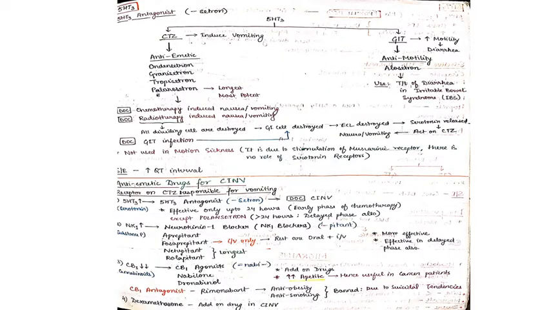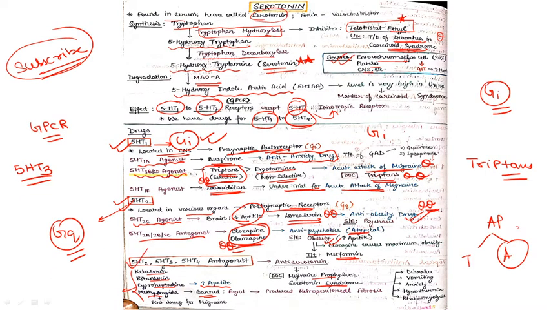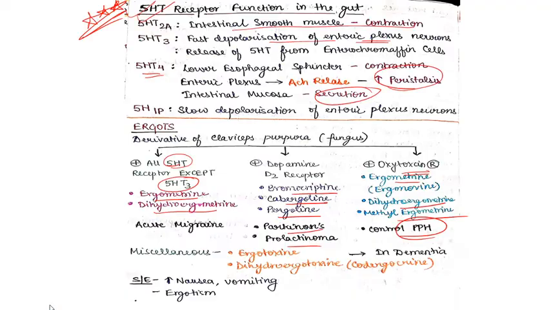Now coming again to the drugs. We have discussed the 5-HT2, 5-HT3, 5-HT4 antagonists. Those drugs such as ketanserin, ritanserin we have discussed. So these drugs are 5-HT2, 5-HT3, 5-HT4 antagonists: ketanserin, ritanserin, cyproheptadine, like this.